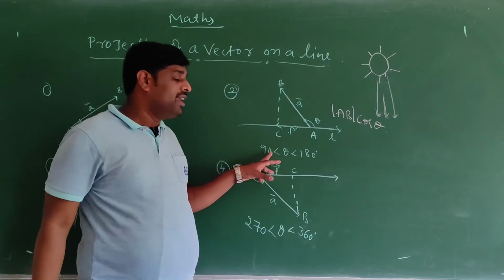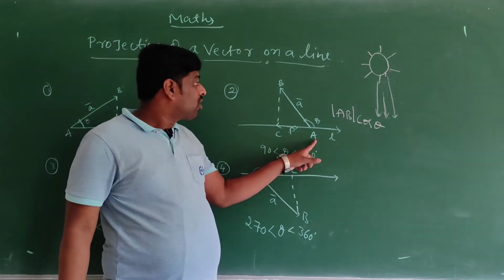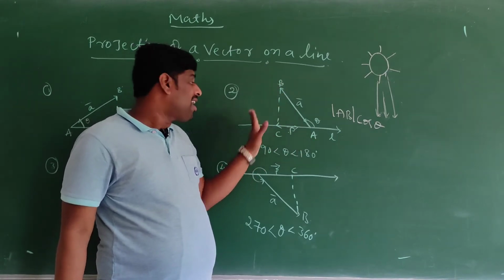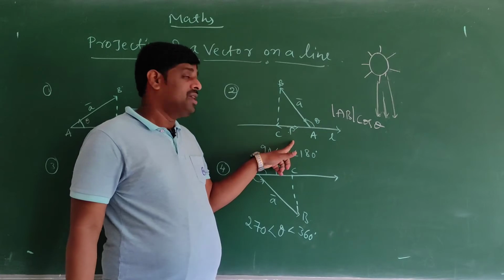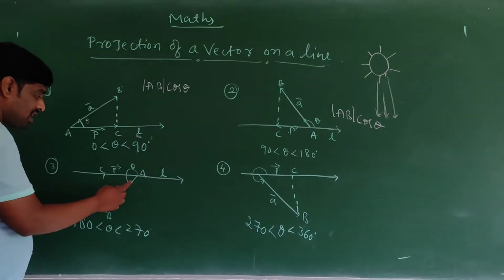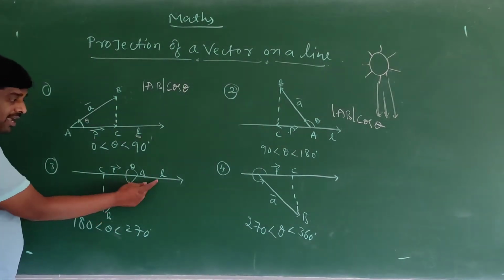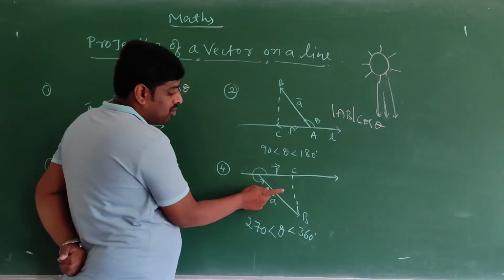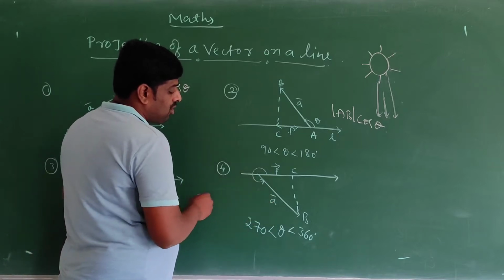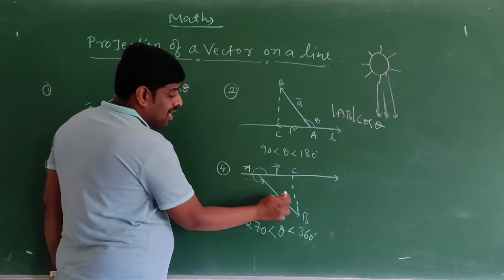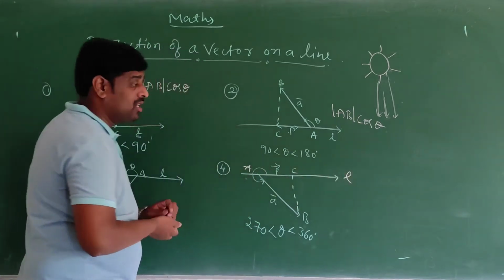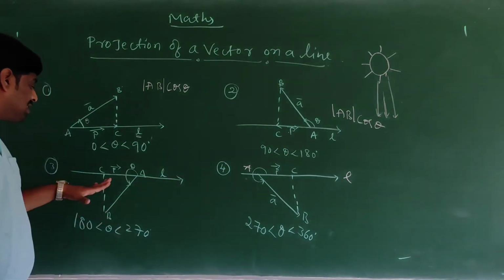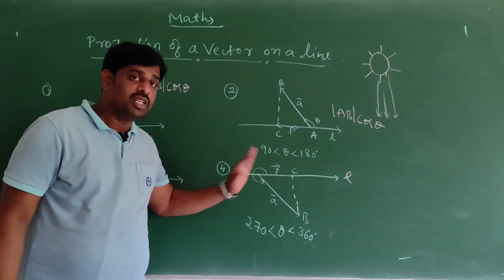Similarly, for 90 degrees to 180 degrees, the projection of AB bar on L is P bar. Similarly, the projection of AB bar on L is P bar. Observe this diagram: the projection of AB bar on L is P bar. Here the projection is P bar, here also the projection is P bar, and here also the projection is P bar.